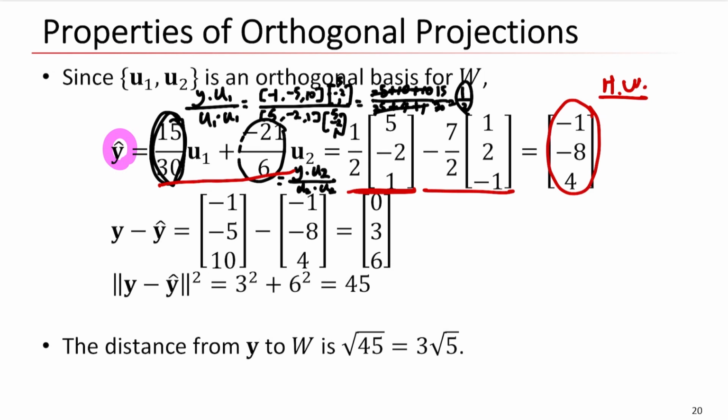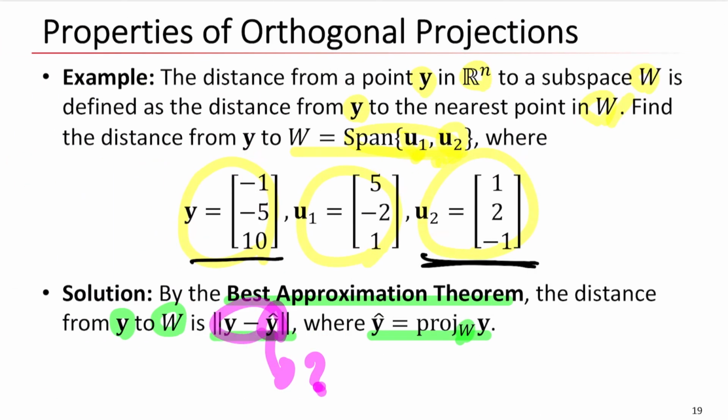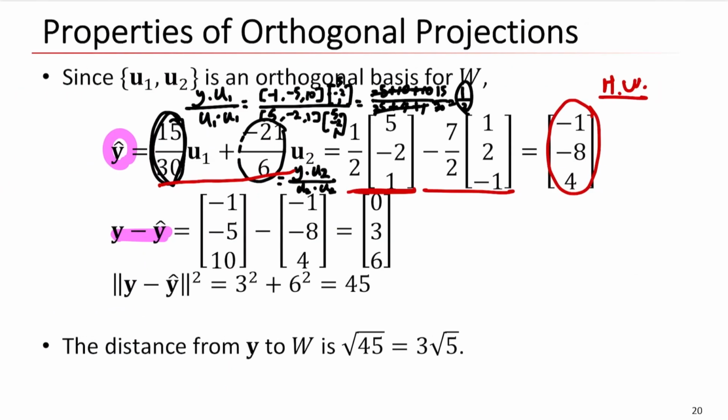And then, what is the y minus y hat? Because we have to estimate the length of y minus y hat, since this is the distance. So y minus y hat should be 1, 0, 3, 6. The squared length of y minus y hat is this one squared plus this one squared plus this one squared. So 3 squared, 6 squared, it should be 45.